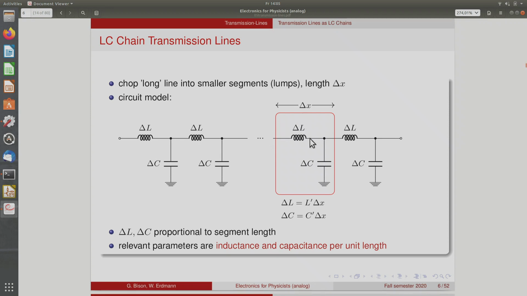So the values for delta L and delta C get smaller when you reduce delta x. So the relevant parameter here is the inductance per unit length and the capacitance per unit length, so L prime and C prime. So these are the numbers that characterize your cable, and then the size of your lumps determines the values that you use here for capacitance and inductance.